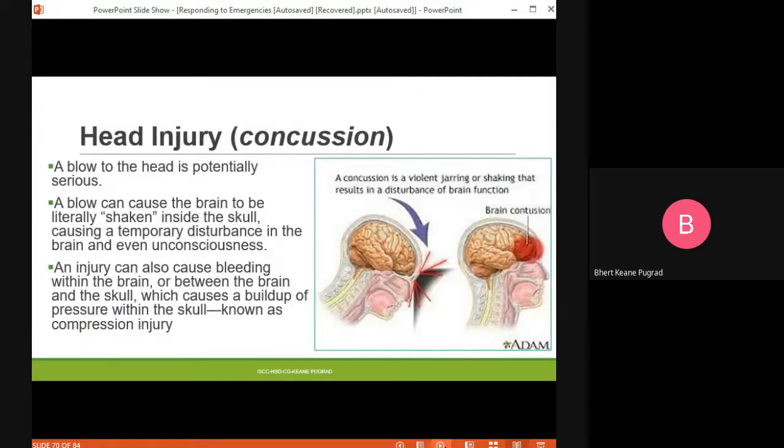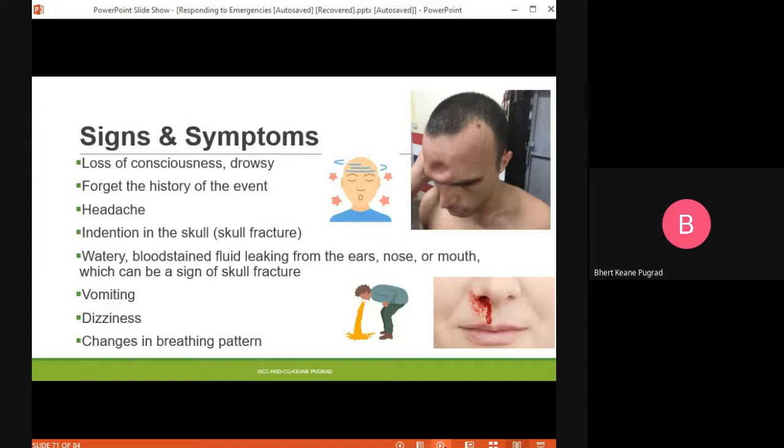So, delikado ba to? Yes, of course, delikado yan kasi utak na yan. You take note that our brain manages, no? Or manage the entire body, no? Kapag mayroong affected ang brain, affected na ngayon ang entire body. So what are the usual signs and symptoms of head injury? Number one, loss of consciousness and the patient becomes drowsy. They may forget the history of the event or kung anong nangyari. Suffered from headache, indention of the skull.